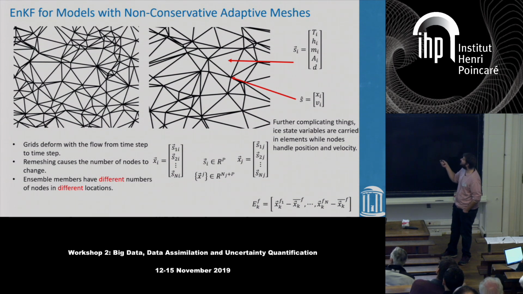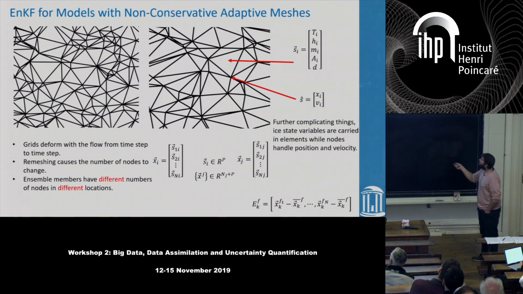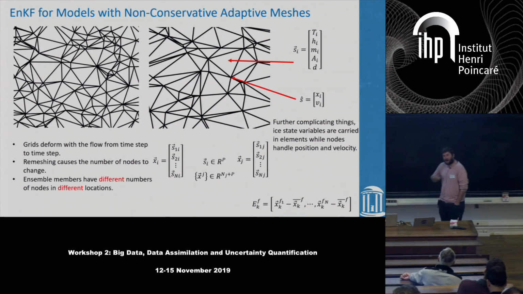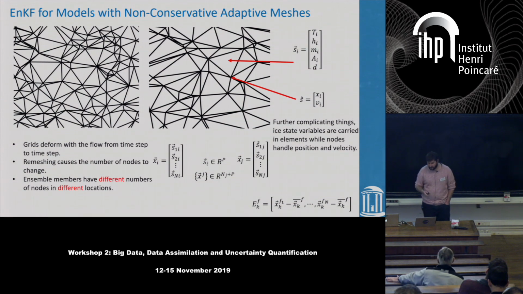So in particular, for something like NextSim, you may have an ensemble member with m nodes, and maybe one with n nodes, but the dimension of those two state vectors will be different, and the nodes will be in different locations. So the question is, how do we address this issue if we want to calculate the ensemble statistics?